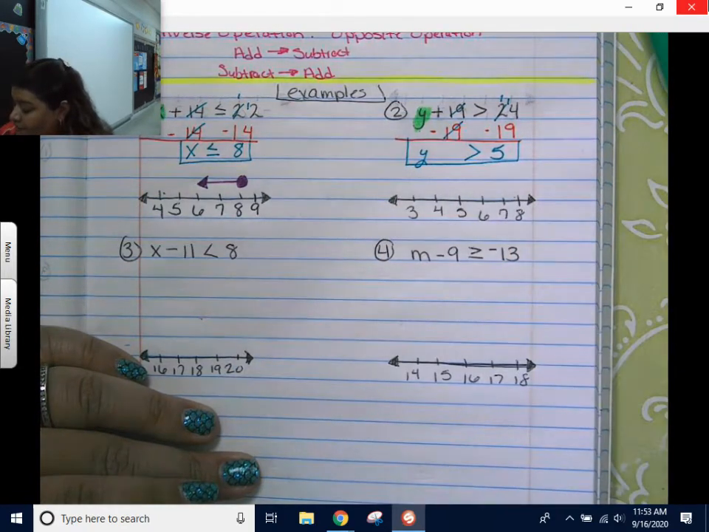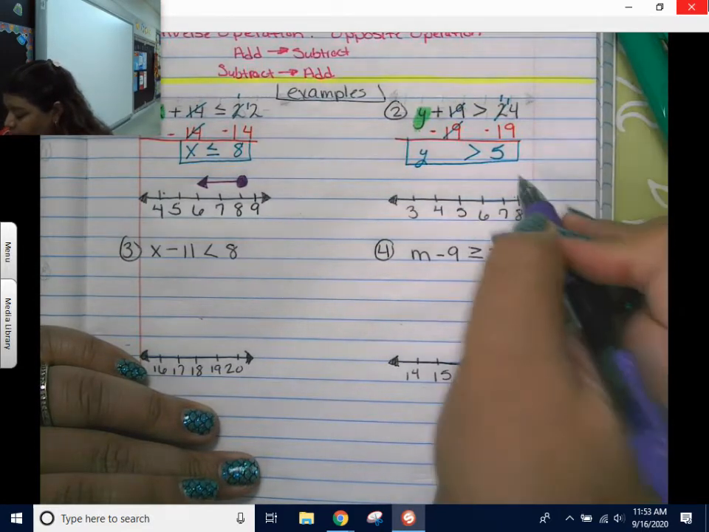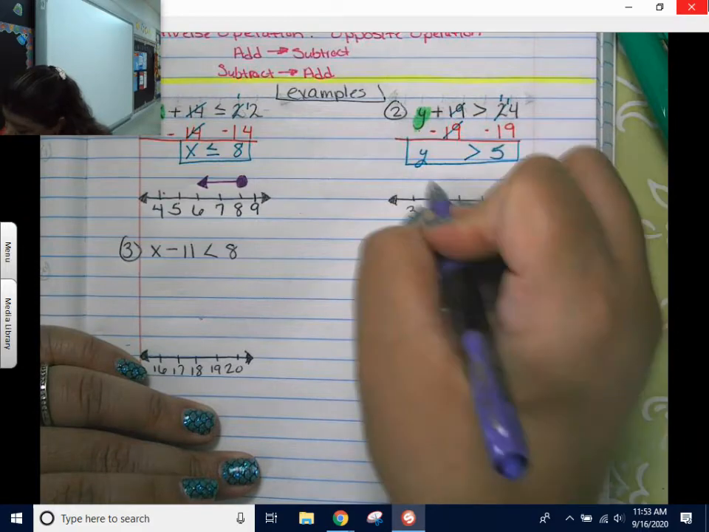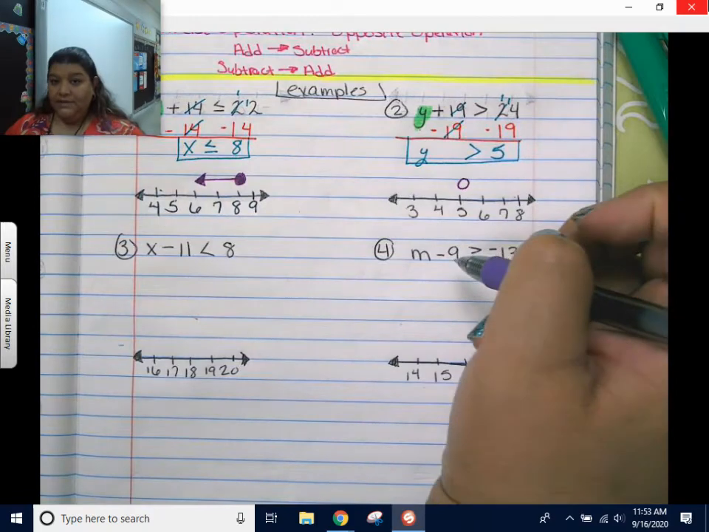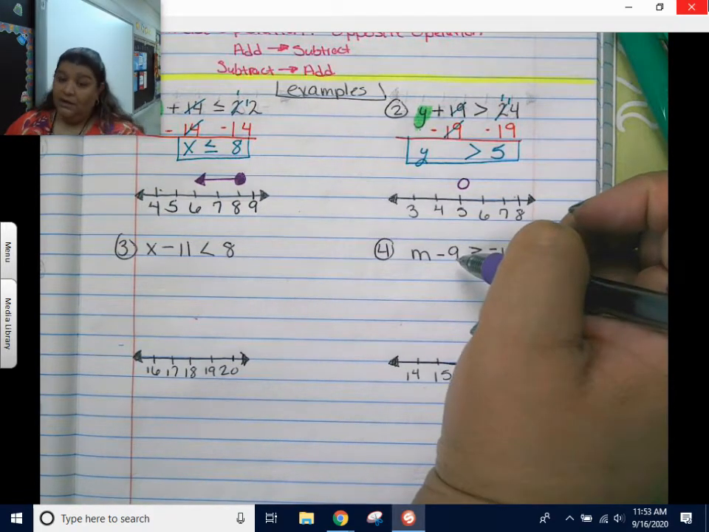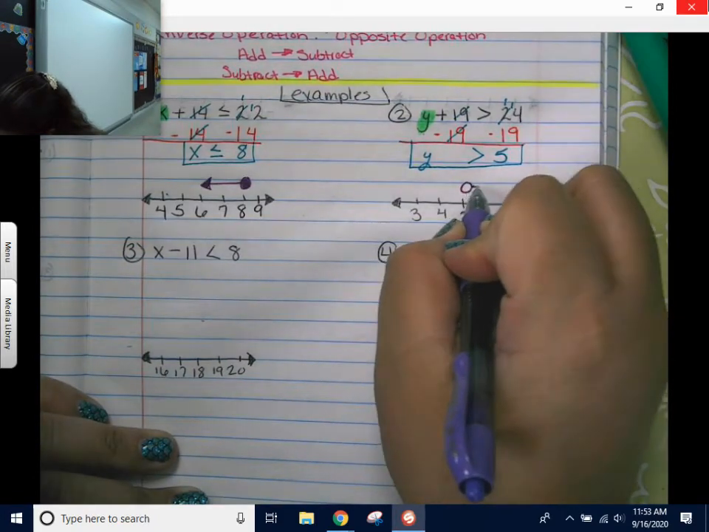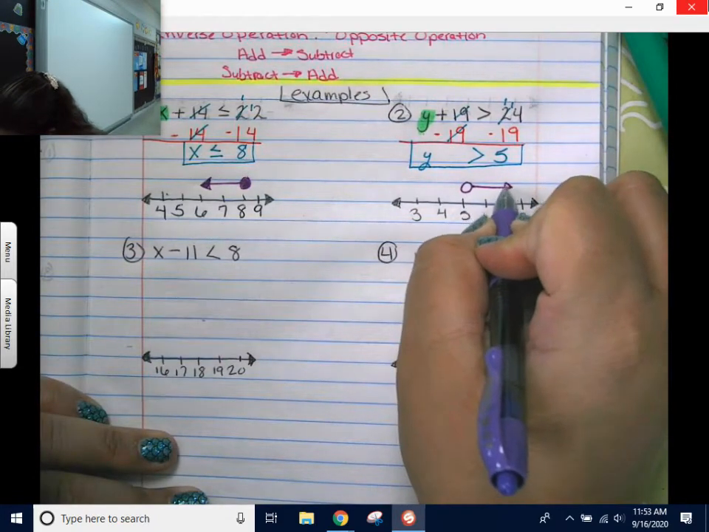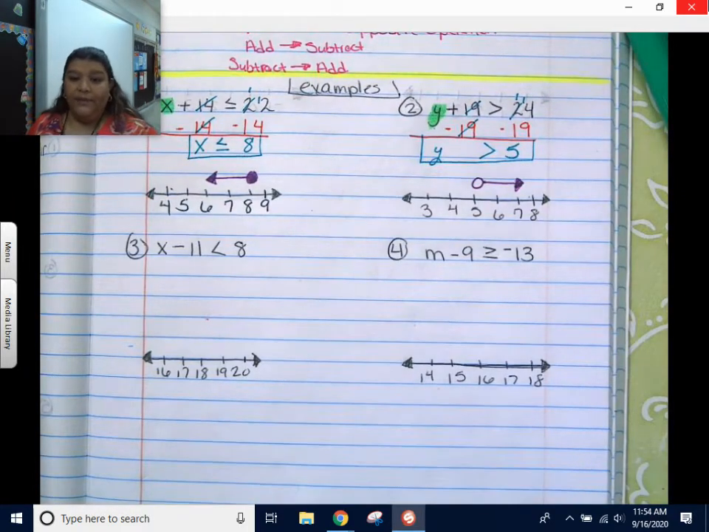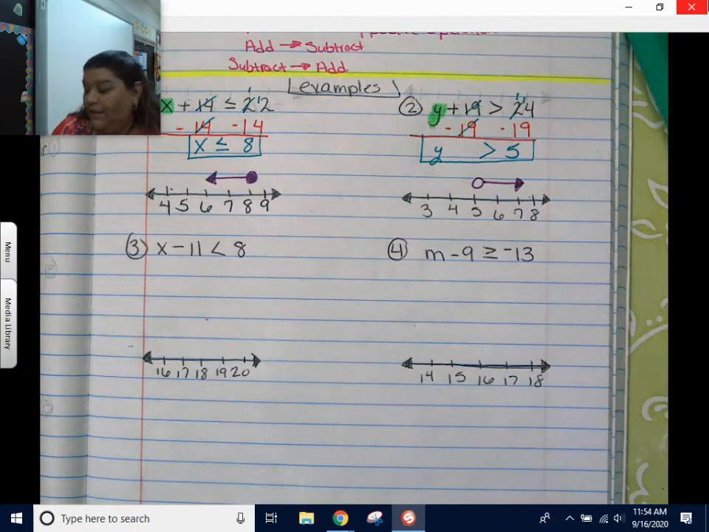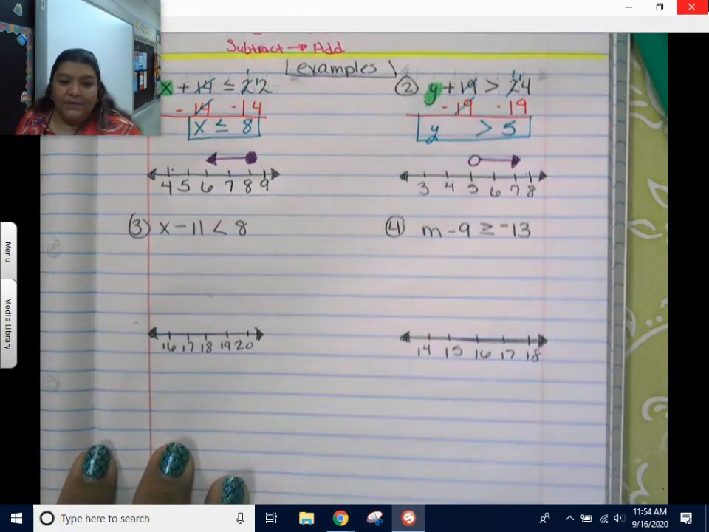Time to put them on my number line here. My starting point is right at the 5. Now my answers are greater than 5. Does it say equal to 5? No, it just says that they're greater than 5. So it's going to be an open circle, and all the numbers that are greater than 5 are to the right. And that's it. That's the correct graph. Good? Feeling okay? Good. Let's go to the next one.